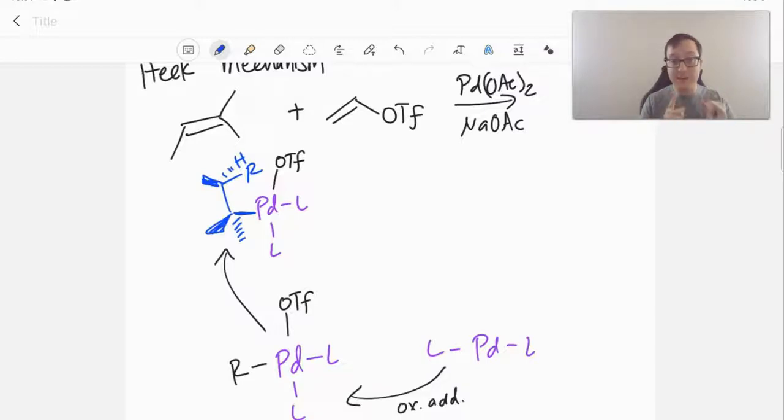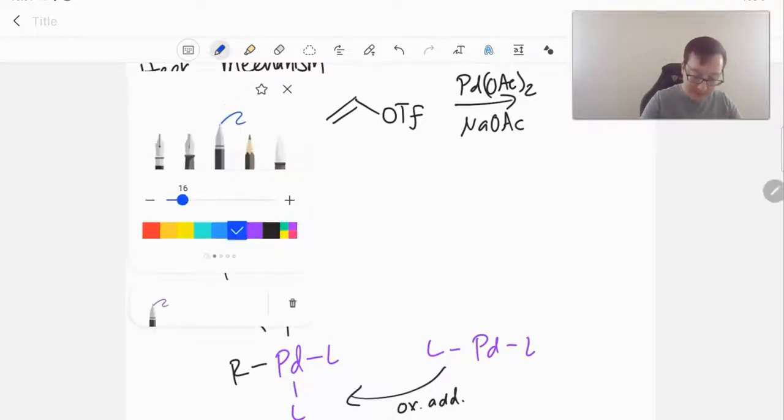So this is a syn addition. We've added our R and the palladium to the same side of the molecule. So that's why those two are on the same side. In this case they're in the plane, but they could be either on wedges or dashes, but they would have to be the same. So put them both on wedges, both on dashes, both on normal, regular, in the plane lines. Either way works. So this is the syn addition here.